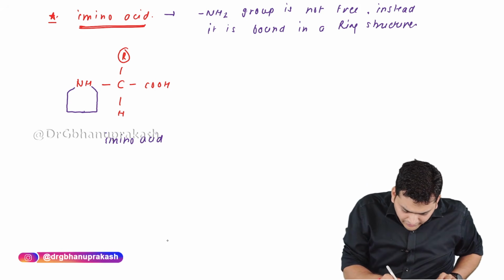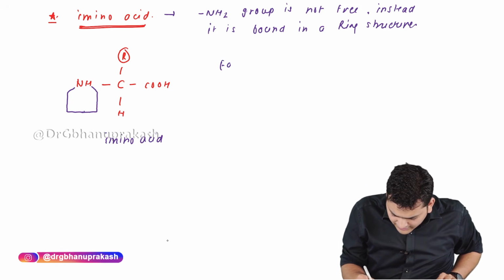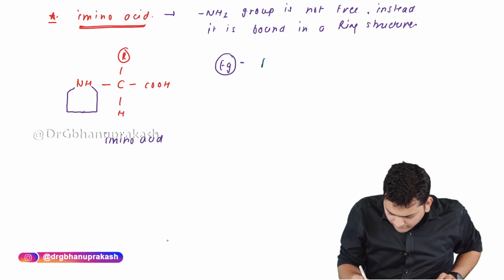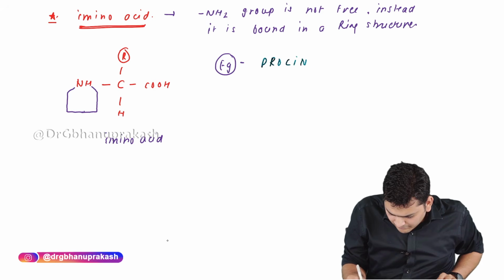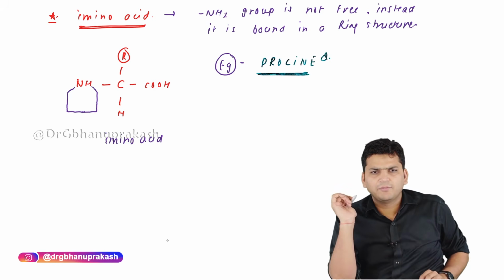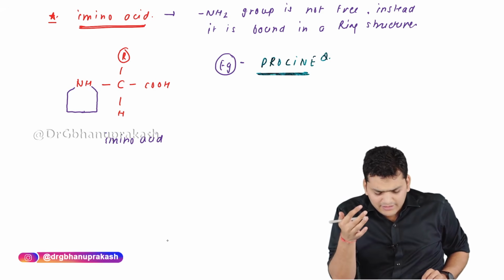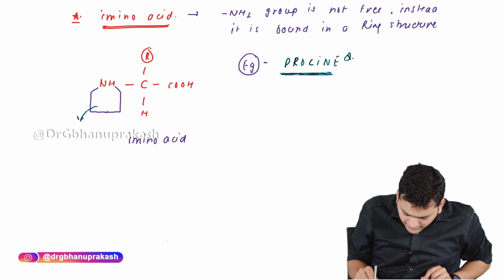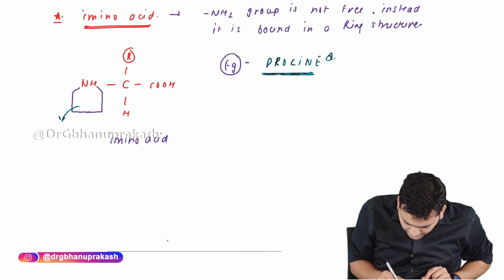What is very important is: what is the example of an imino acid? The example of an imino acid is proline. Proline is the example of an imino acid. It does not have the free amino group. Sometimes they might ask what is the name of this ring? The name of this ring is pyrrolidine ring.